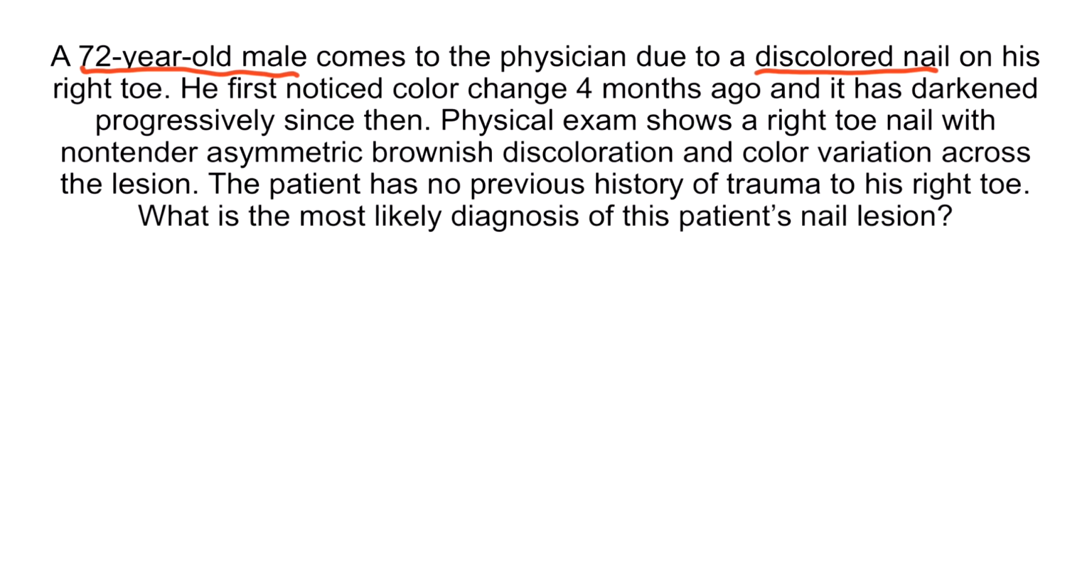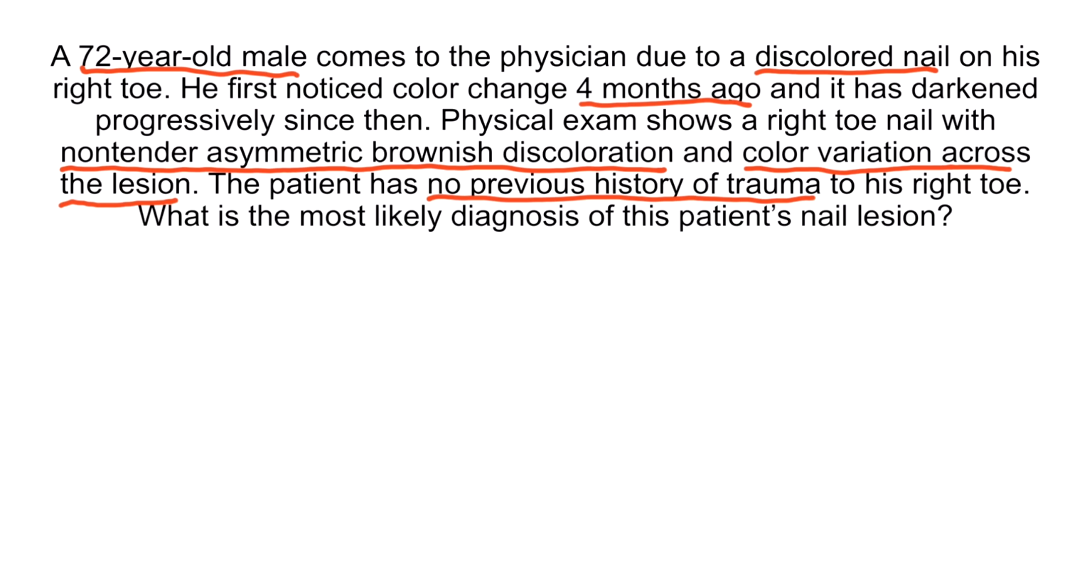He first noticed color change 4 months ago, and it has darkened progressively since then. Physical exam shows a right toenail with non-tender asymmetric brownish discoloration and color variation across the lesion. The patient has no previous history of trauma on his right toe. What is the most likely diagnosis of this patient's nail lesion?